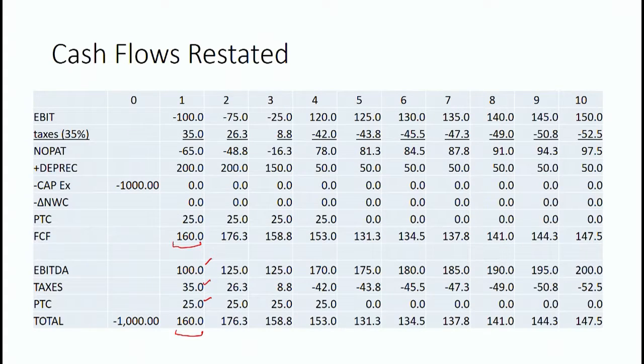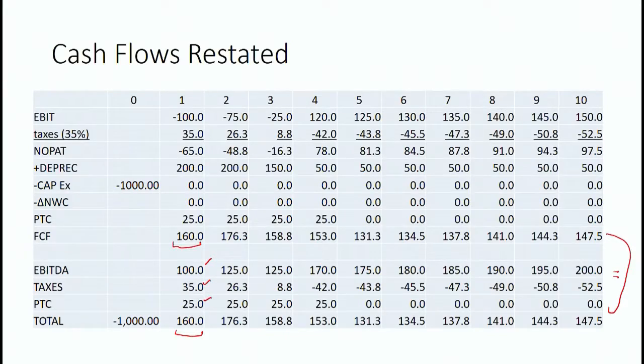So free cash flow is exactly the same under each one of these scenarios. Two things are equal, but what I've done is I've created three different buckets of cash flows. One is we're going to call cash flow, which is EBITDA. The other is taxes, and the other is the production tax credit. All right, so those are the flows we're going to look at. And so now let's figure out what the cash flows are to the tax equity investors.